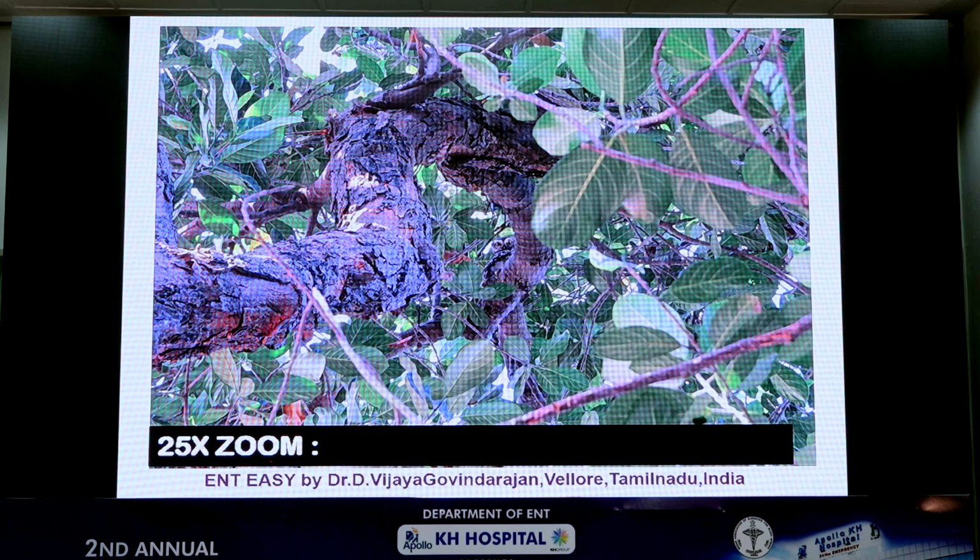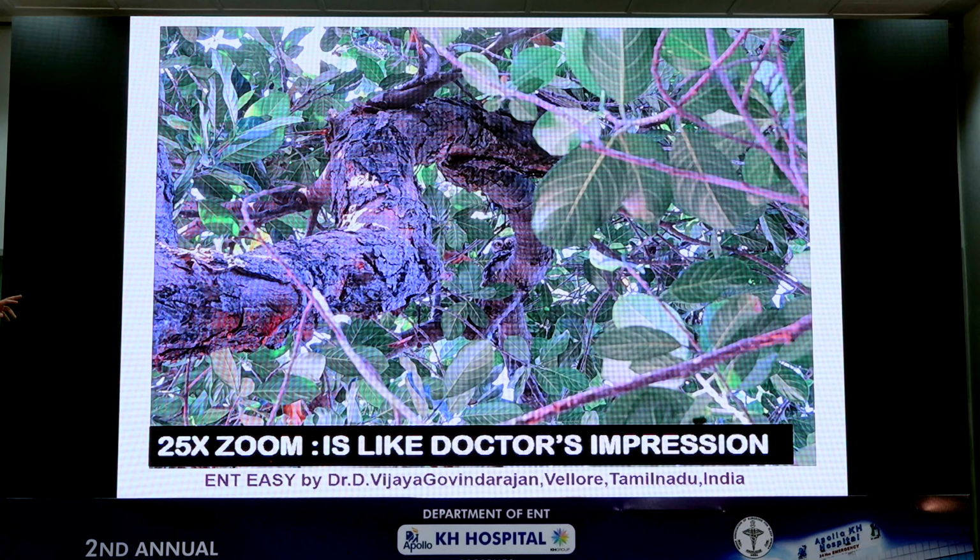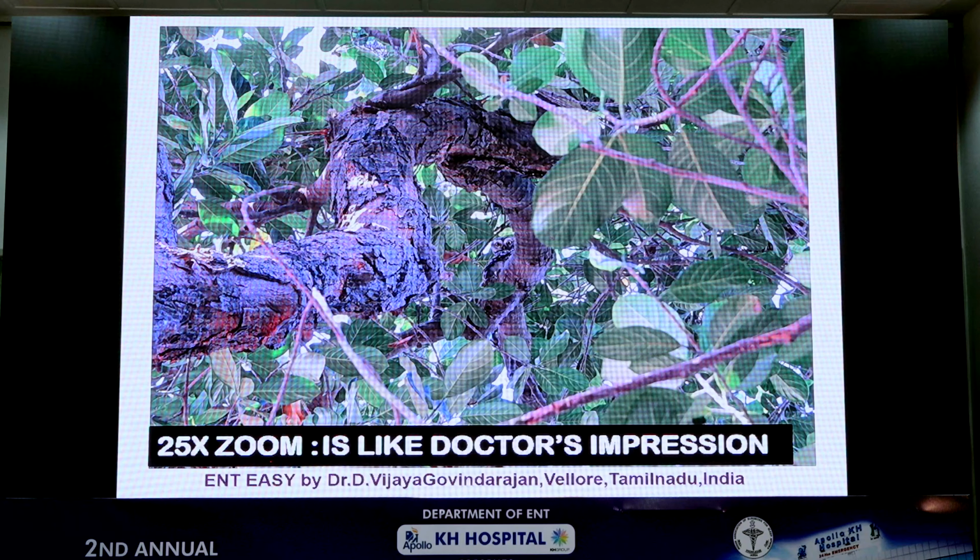Next I zoom a little with the 25x camera. Can you all see something there? Yes, it's like the doctor's impression. Okay, the problem is not in the nose area, it is in the larynx area or pharynx area.